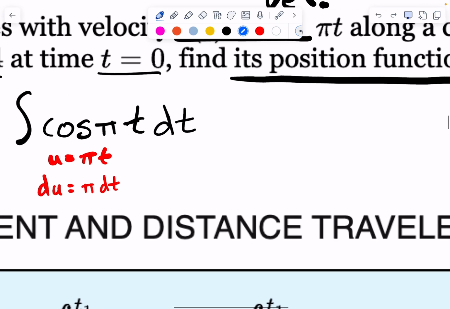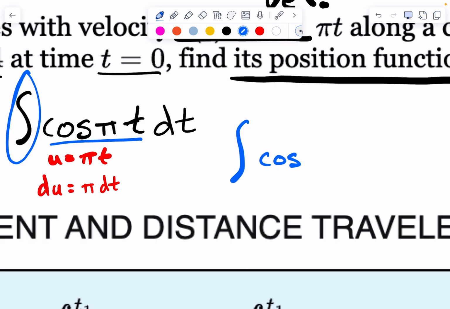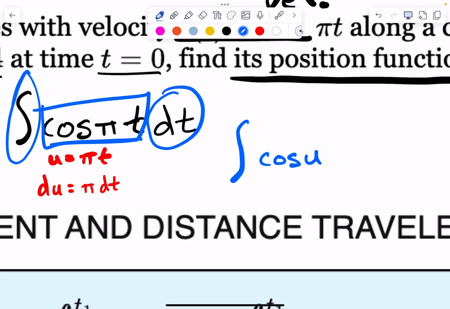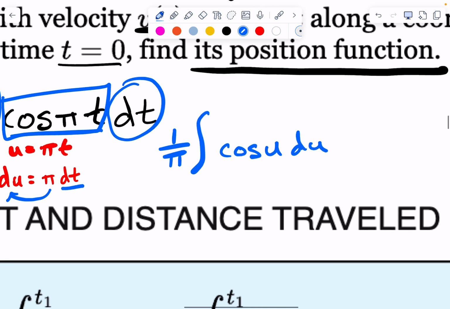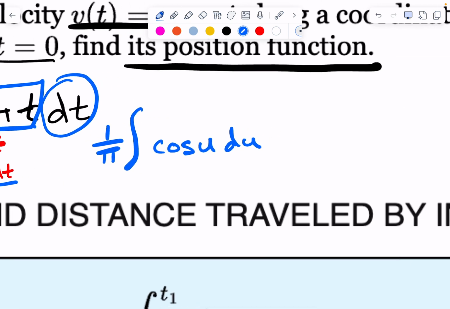Okay, now when we go to start substituting, here's my integral symbol. This will be cosine of u, right? He's been replaced. But now I need to replace dt. dt is 1 over pi du, right? That's what he looks like. Kind of gross. All right, now we have to do the antiderivative.